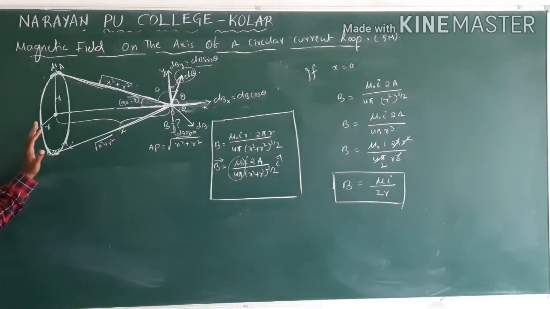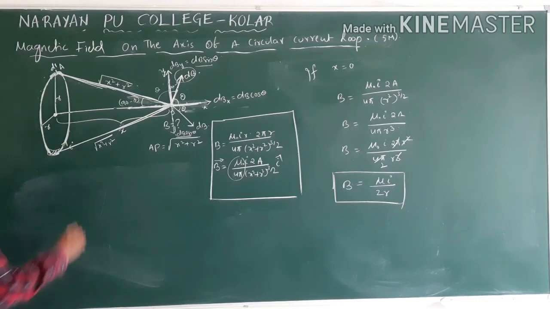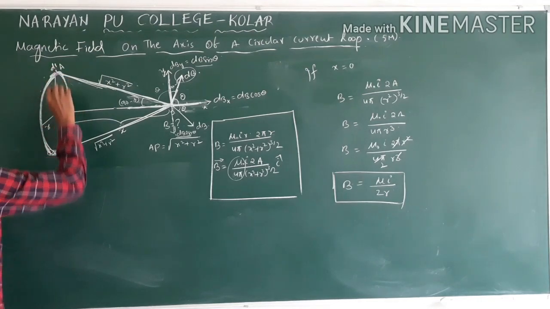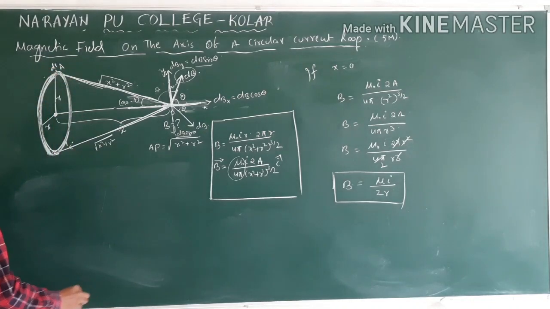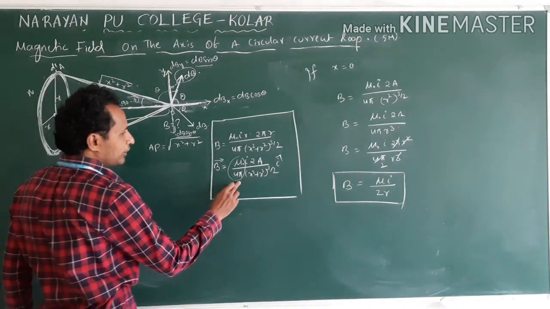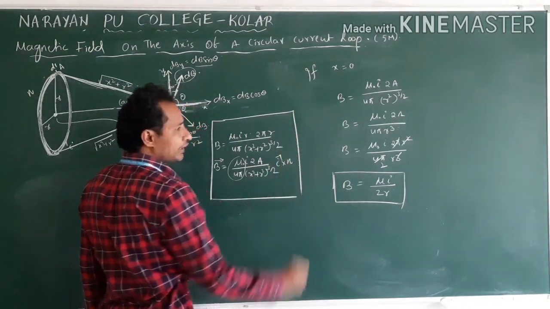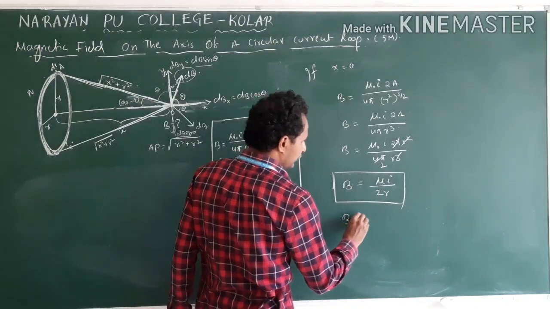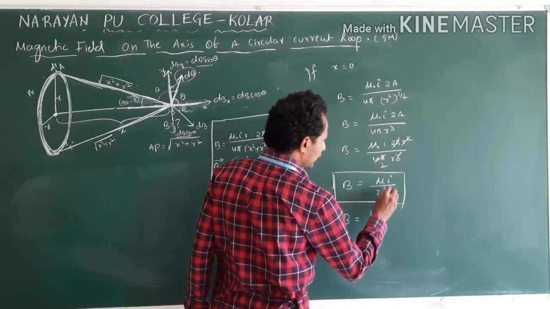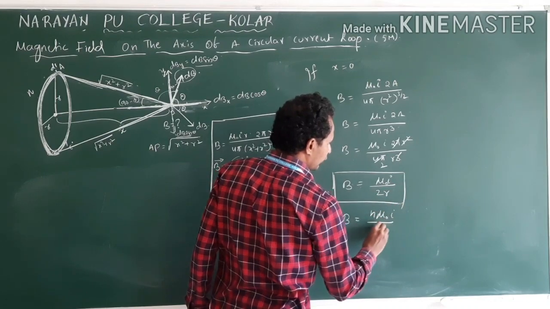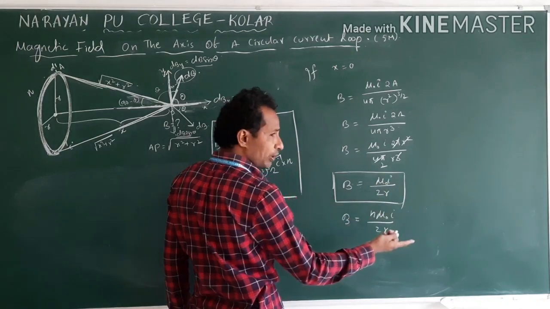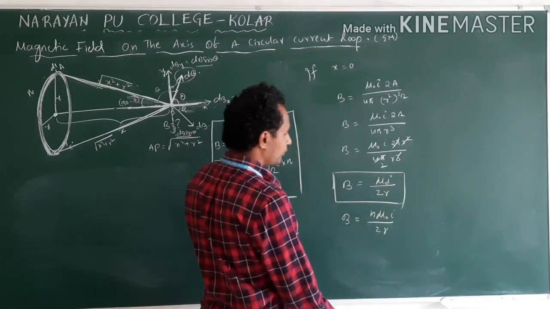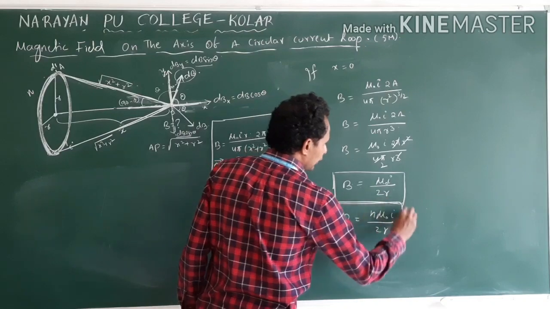Suppose we have a number of turns. We have done it for only a single loop. If you have n number of turns, clear? Let us say small n number of turns. Then what will happen? This formula is multiplied with n, and the formula will be B is equal to n mu naught I by 2 r. For a single loop it is mu naught I by 2 r. If you have a number of loops, multiply with n. Then we will get the total field.